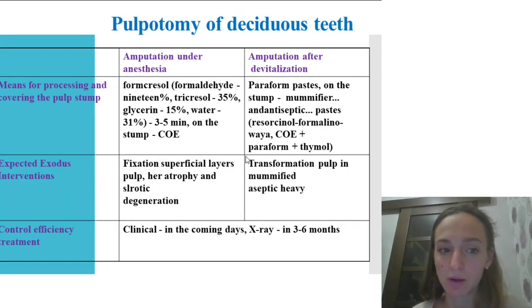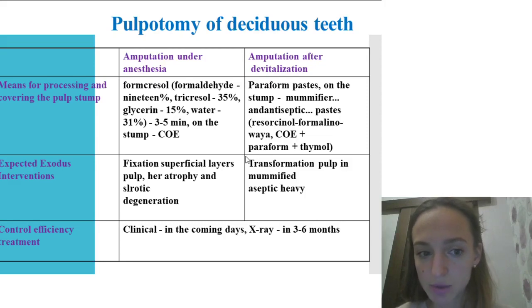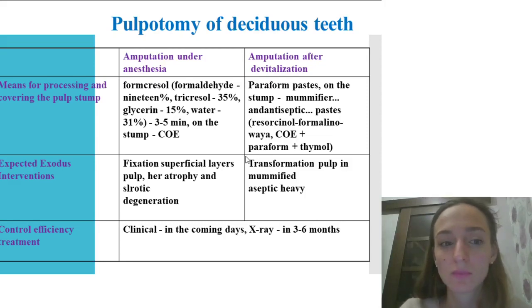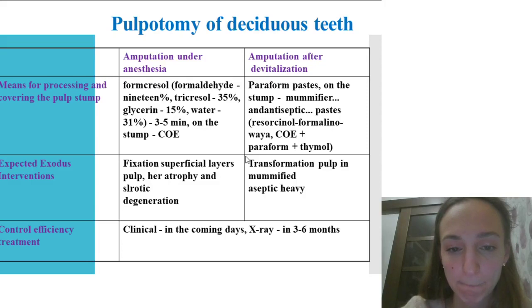Then pulpotomy. Of course, you can see amputation under anesthesia and after devitalization, and different preparations, medications. So you should write this in your synopsis, okay?